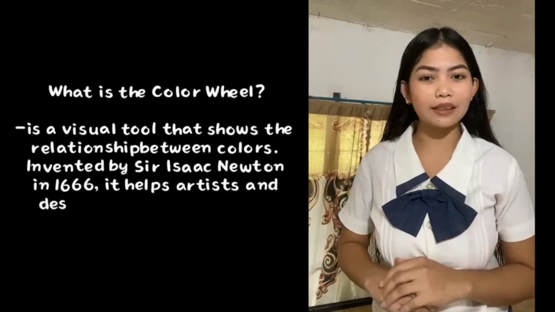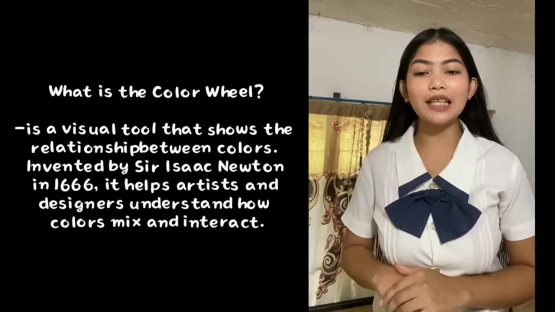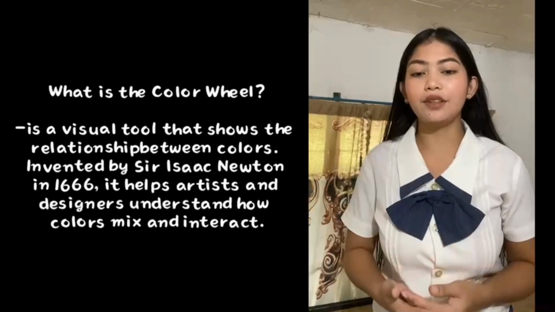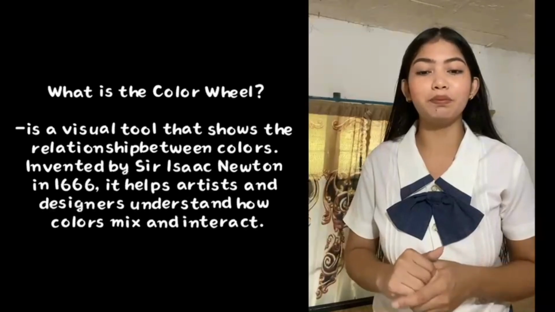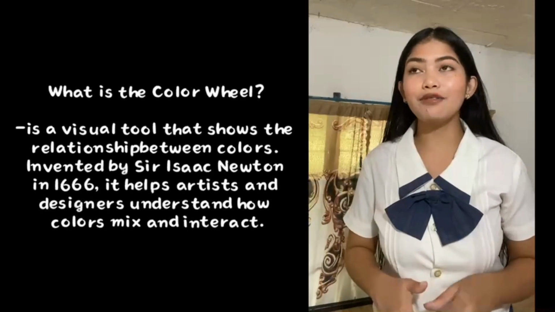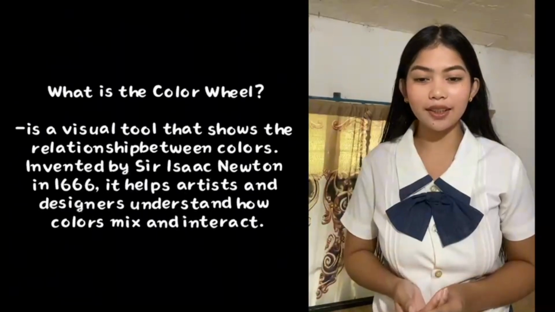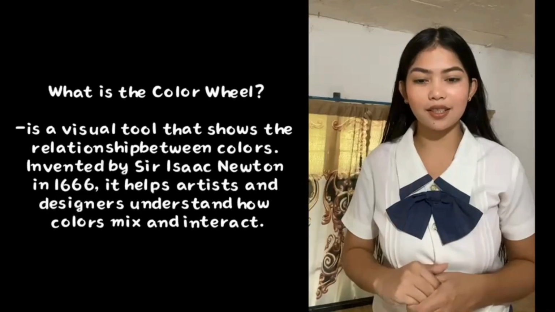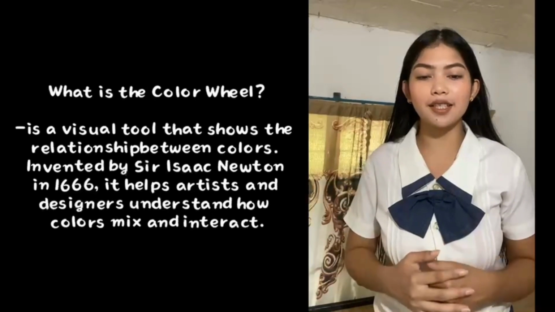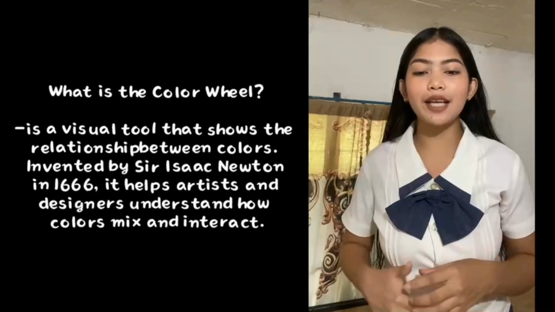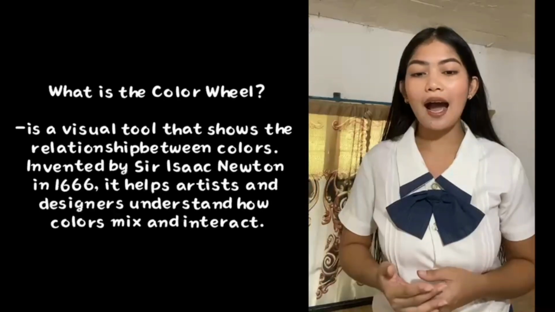So next one, what is the color wheel? The color wheel is a visual tool that shows the relationship between colors, invented by Sir Isaac Newton in 1666. It helps artists and designers understand how colors mix and interact.